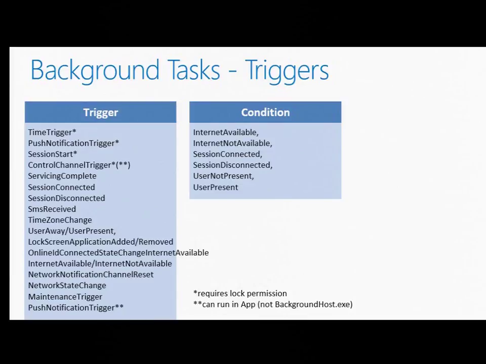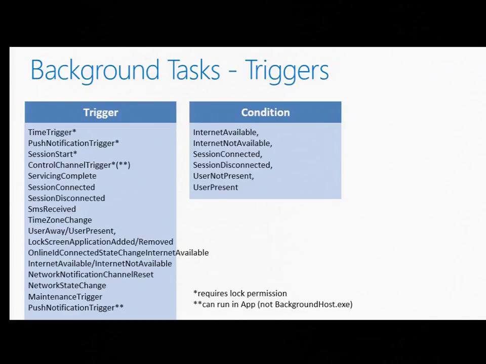So let's check what they can be triggered on. There's quite a few things. There's a time trigger, but that one's only available for lock screen apps. An application can be placed on the lock screen by the user, and if that is the case, then the application gets more resources from the system and is allowed to run background tasks more often. There's also a push notification trigger, which also requires lock screen permission. But as you can see, there's quite a lot more we can check for. We can check if a session is connected or not, if an SMS has been received, if the network state changed. That's also an important one.